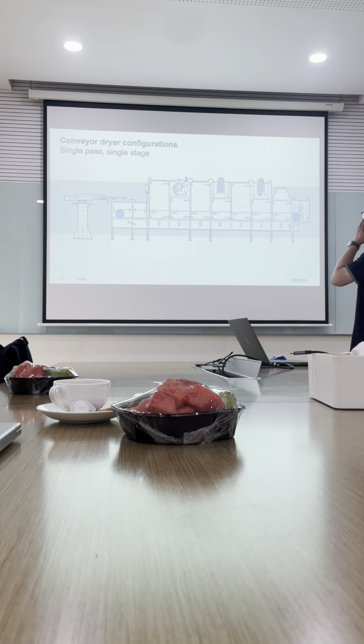This is a single pass and a single stage. Single pass means it only has one pass per plate and one gear motor. One stage means it has one gear motor. This is a belt feed. This is the feed end, this is the heating zone, and this is the discharge end.